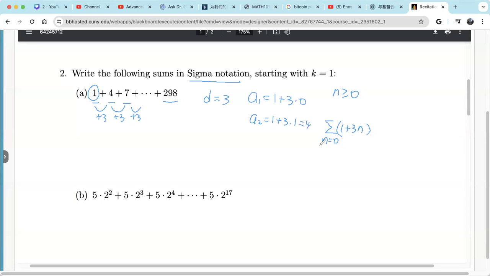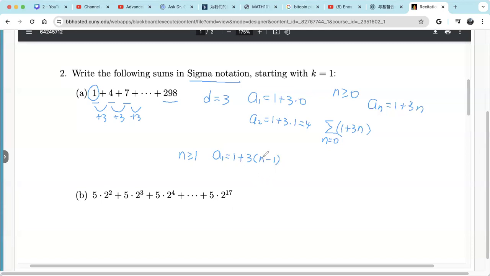Okay, so this works. Or if you say, I don't want n to start with 0, I want n to start with 1, that's fine also. We just have to adjust this. So 1 plus 3n is the nth term if we want n to start from 0. If you want n to start with 1, how do we do this? We know A1 equals 1, plus the common difference 3, but because we start from 1, we want n minus 1.